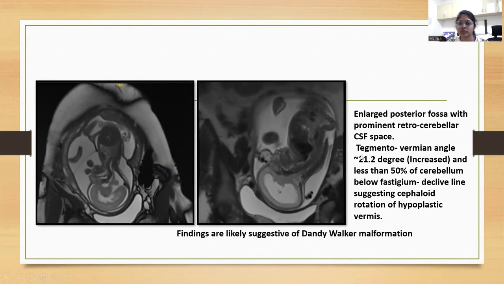showing enlargement of the posterior horn with prominent retrocerebellar CSF space, and the tegmento-vermian angle is 21.2 degrees. That means it is increased. And there is less than 50% of the cerebellum below the posterior declive line, suggesting cephalad rotation of the hypoplastic vermis. These all are suggestive of Dandy-Walker syndrome.